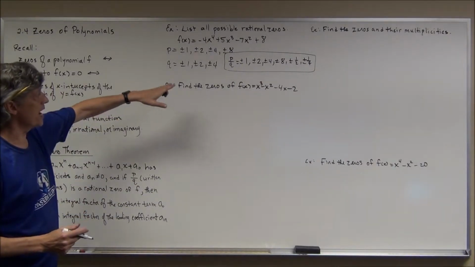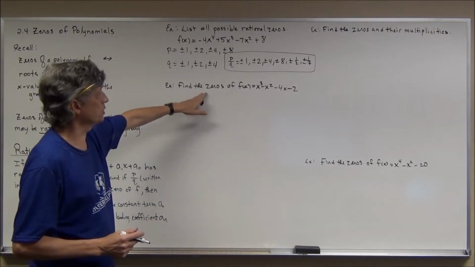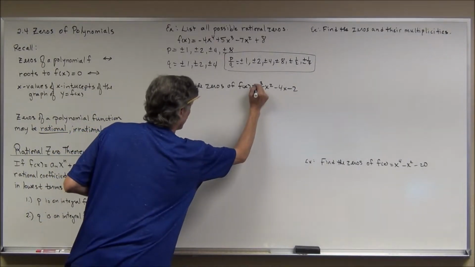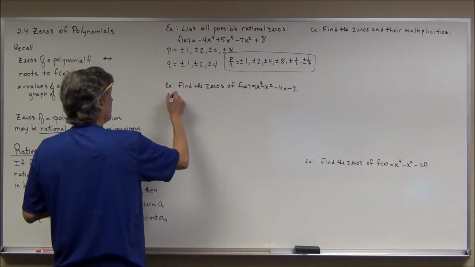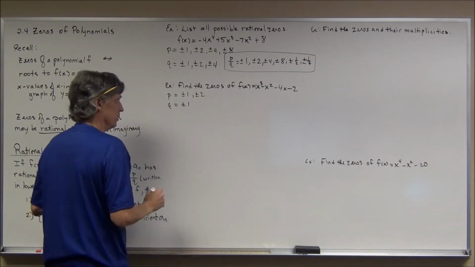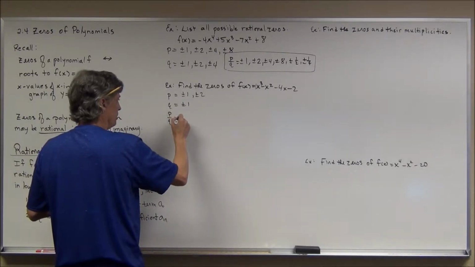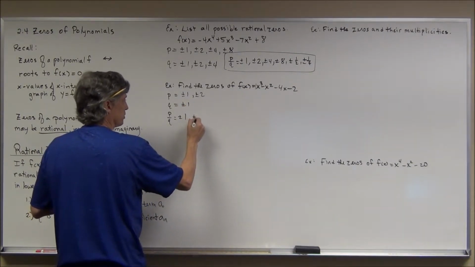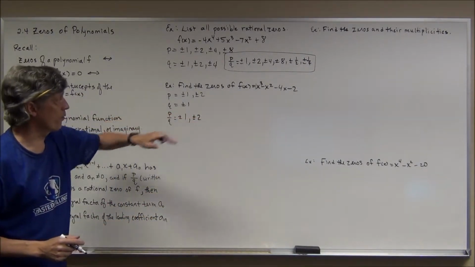Now, here I have a polynomial function with rational coefficients, and it wants to know the zeros. Well, the good news is my lead coefficient is 1, and my constant term is negative 2, so P could only equal plus or minus 1 or plus or minus 2, and Q could only equal plus or minus 1. So P over Q could be plus or minus 1 over plus or minus 1, which would be plus or minus 1, or plus or minus 2 over plus or minus 1, which would be plus or minus 2. So I have a much smaller list. I only have 4 of them.